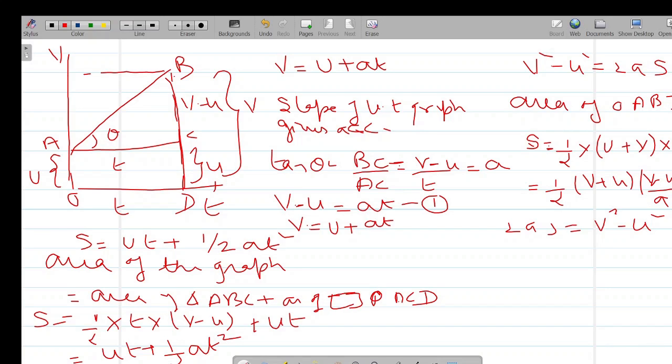So we have derived all the three equations from the VT graph. I hope that things are clear to you, the derivation is clear to you. In the next video, I'll come up with the numerical part of the equations of motion.